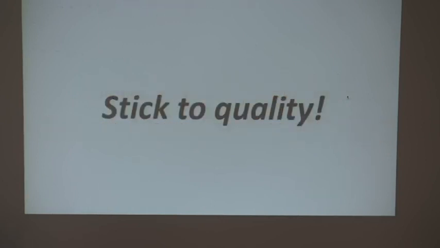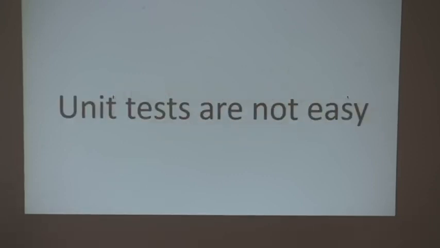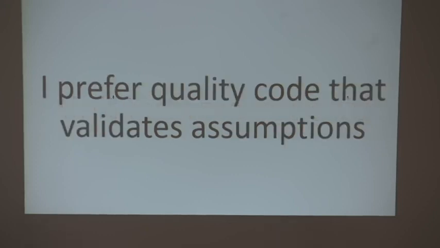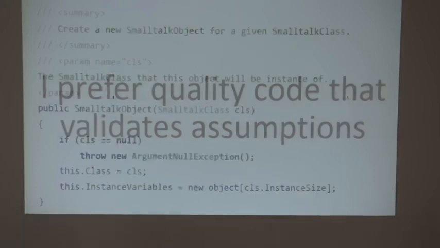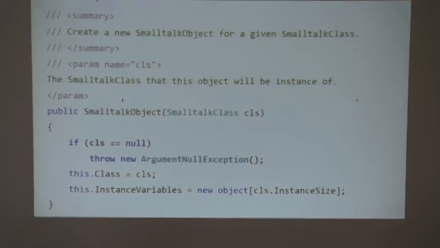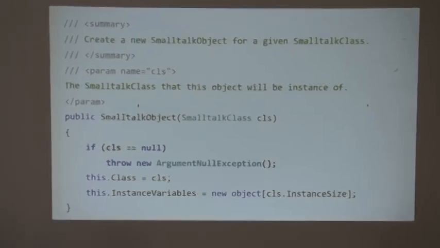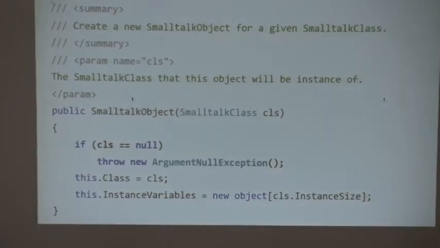But the important points are: stick to quality, try to test and document. Unit tests are not easy, at least not for me, but try to do them. I prefer quality code that validates assumptions. What does that mean? For example, if you have a method and you accept a class, validate that they don't give you garbage. So nil is not good for the Smalltalk class. It has to be given, and throw an exception right there.